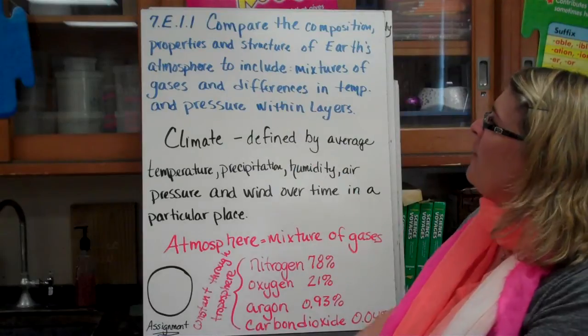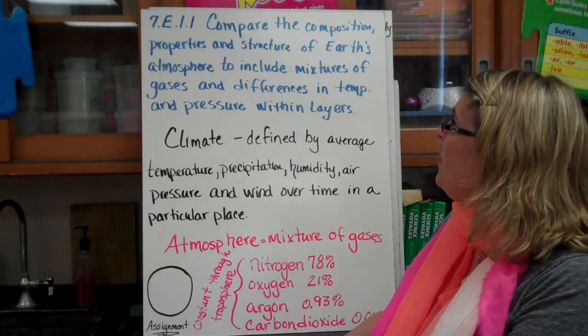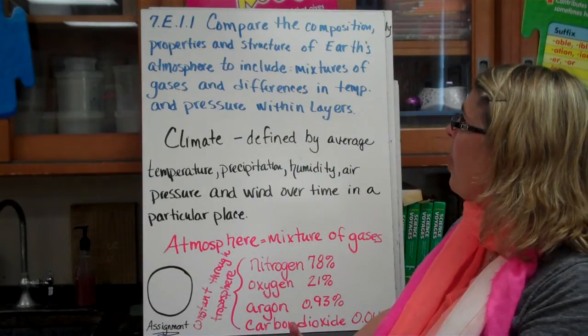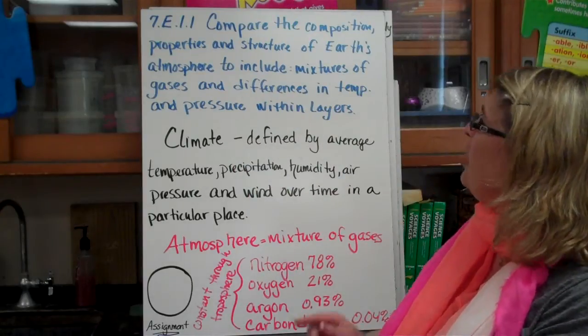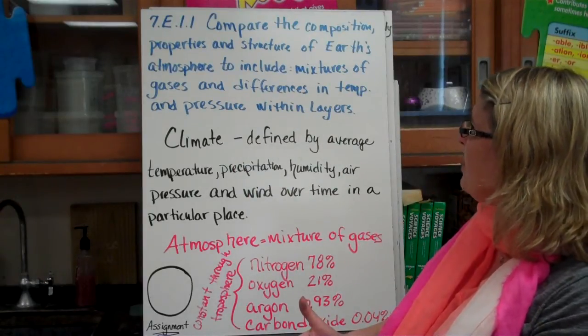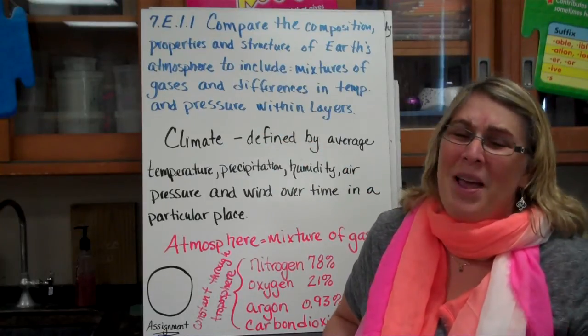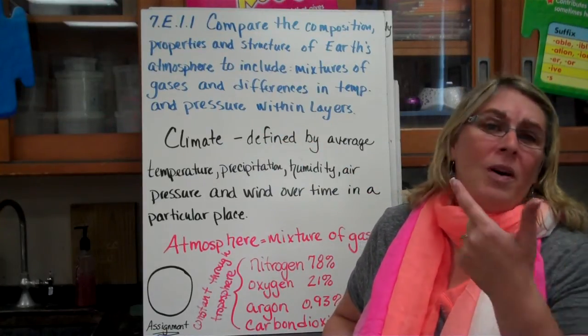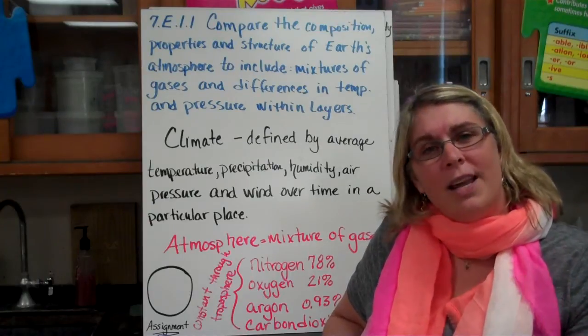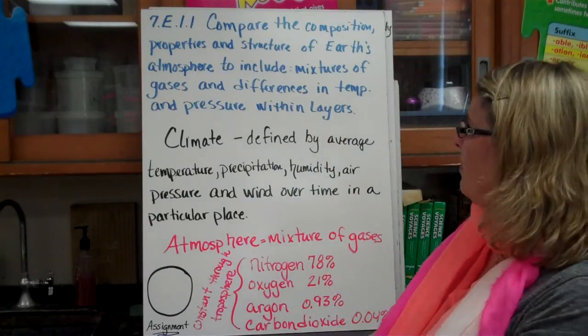So the first thing is, our first standard that we're looking at is 7.E.1.1, which is to compare the composition, properties, and structure of the Earth's atmosphere to include mixtures of gases and differences in temperature and pressure within the layers. And what this video is really going to tell you is what all those blue words really mean. So write those down, like I said, on that page it says down below.